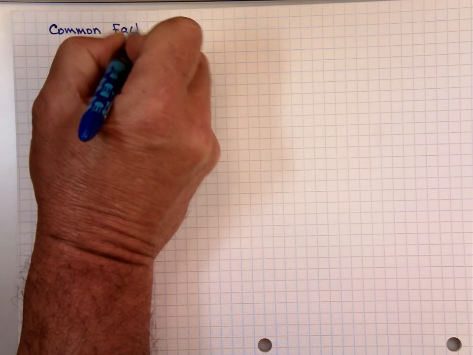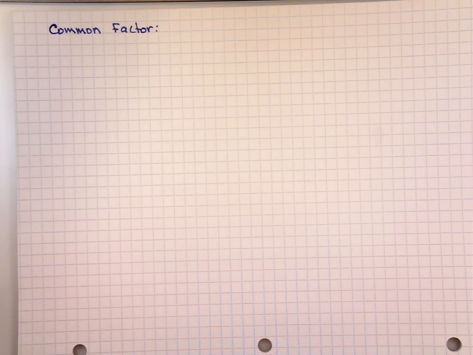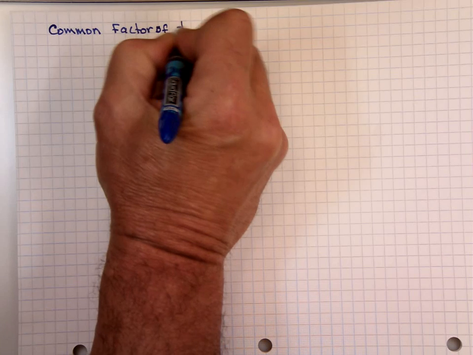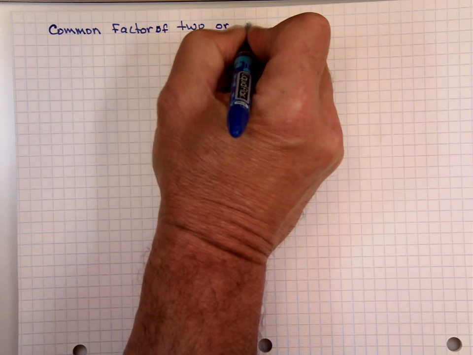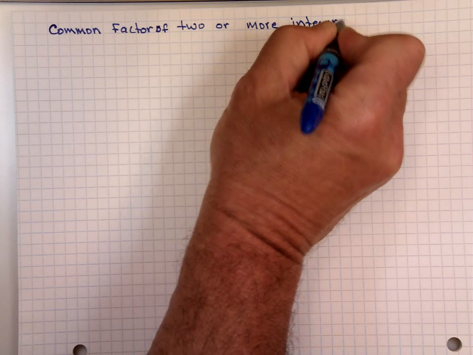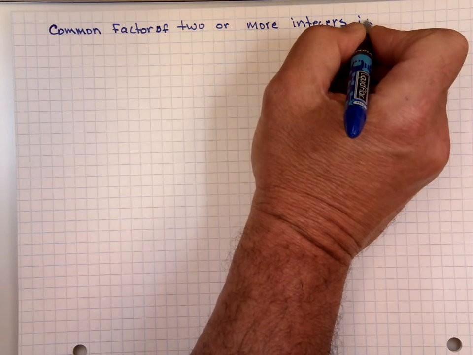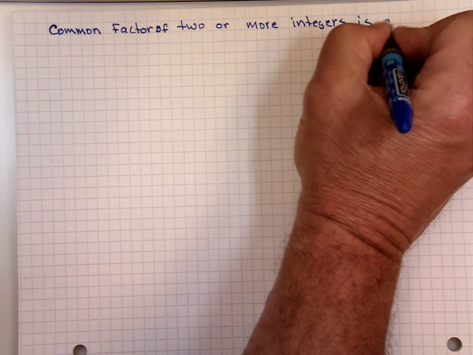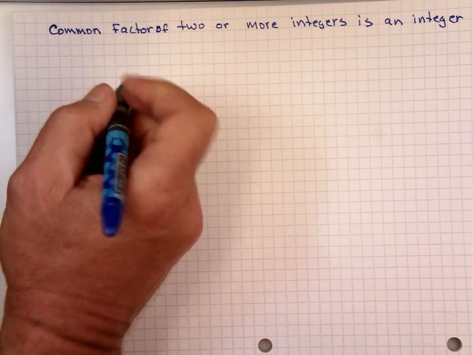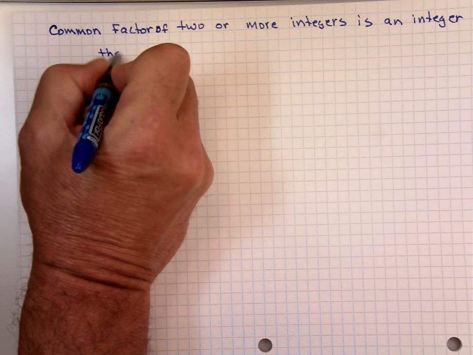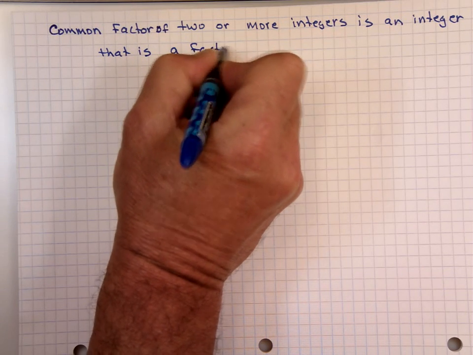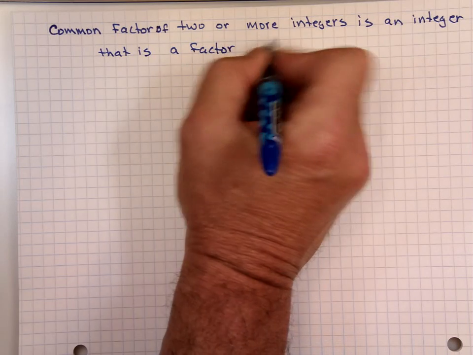Common factor. Let's just talk about numbers even. The common factor of two or more integers is an integer that is a factor of each integer.